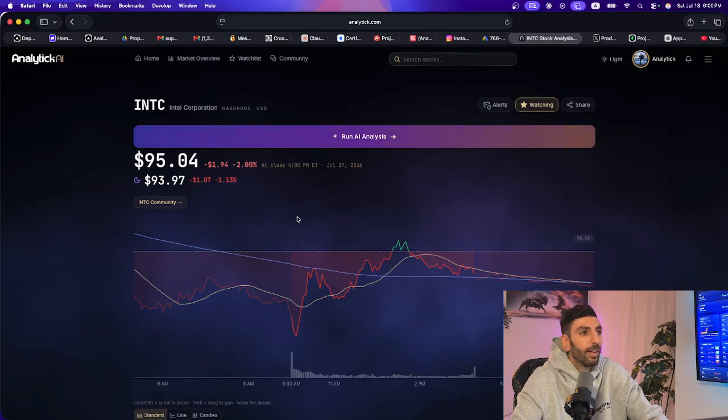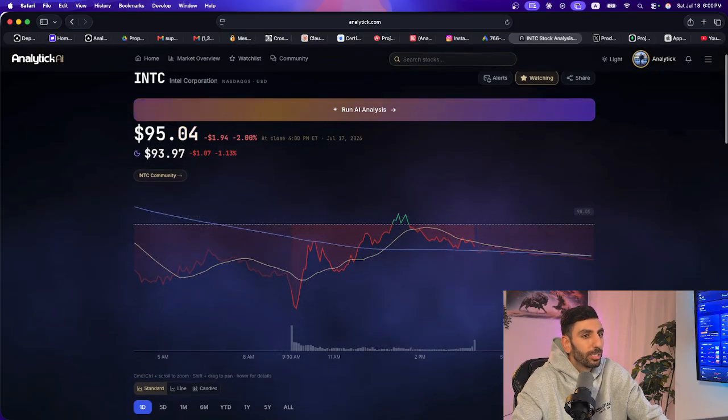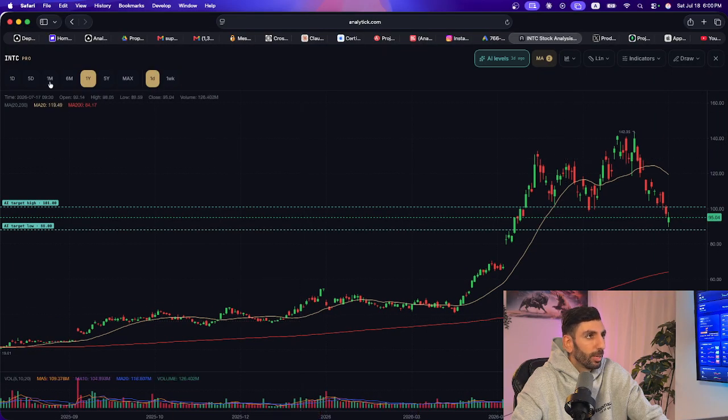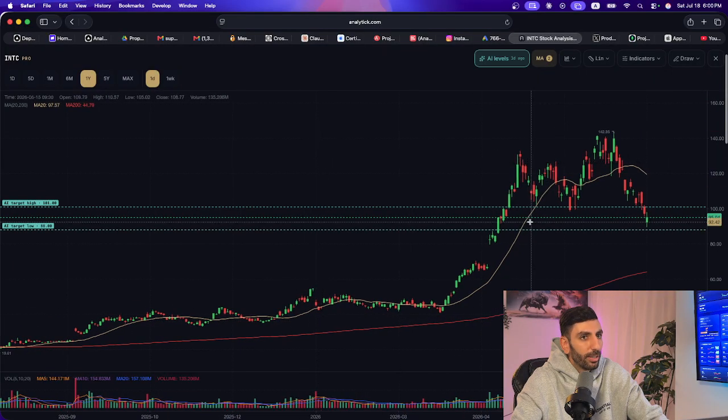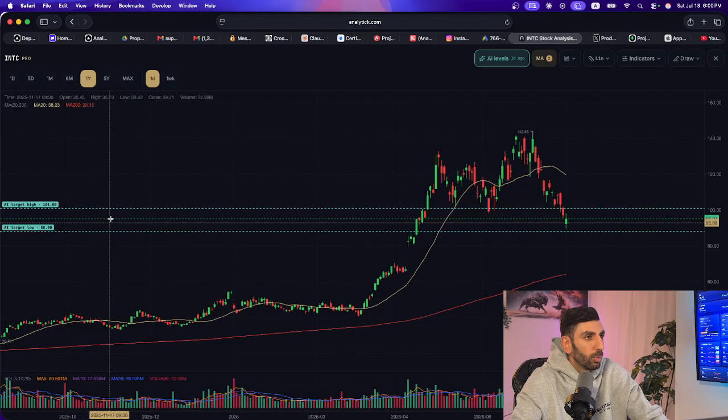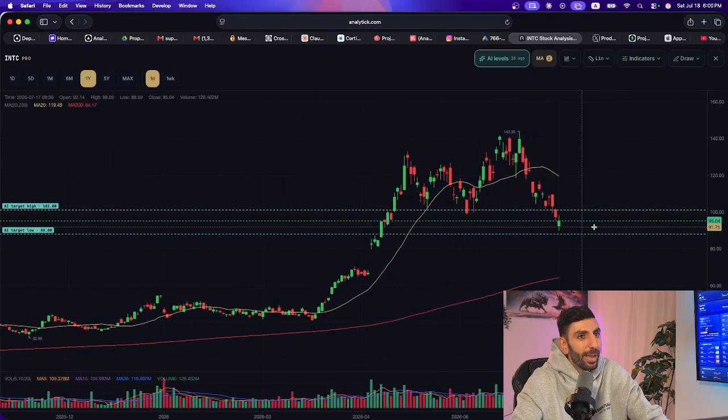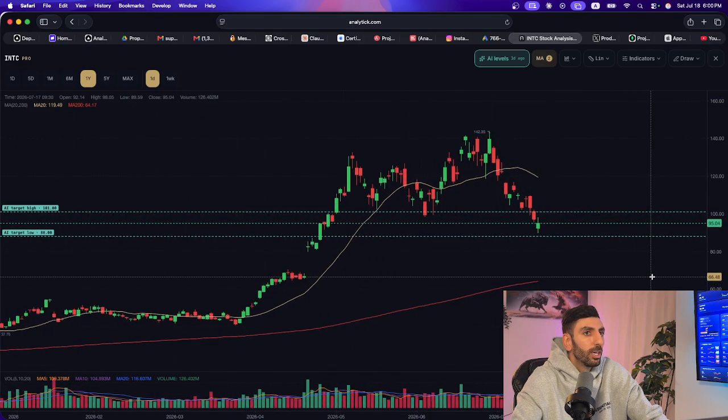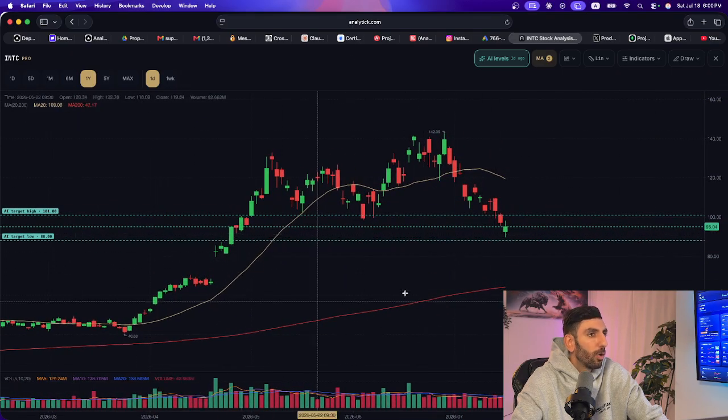You need to use it to help yourself make a decision based on the pattern that you're already thinking of. I want you to see how we're going to use it even for long term, because here you see a 1 year Intel trade. These two are the AI target for the low and the AI target for the high, but based on the day that I ran the analysis with Analytick AI on Intel stock. So it's not the overall AI target for the high.